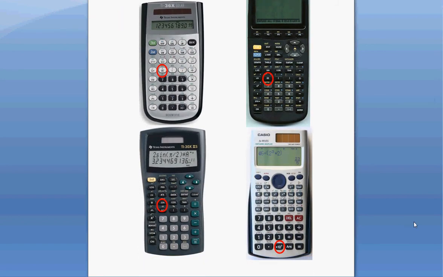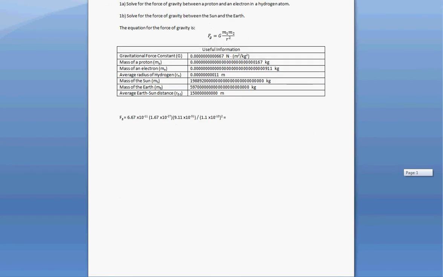So here are the buttons that I'm going to hit. I'm going to do it on this one. 6.67. Now I have to do times 10. I'm not going to hit the times 10. I'm going to hit this double E button here. Double E. Then I'm going to put the negative in last. So 11, 1, 1. And now this, not minus, this for negative. And there's 6.67 times 10 negative 11th entered into my calculator.